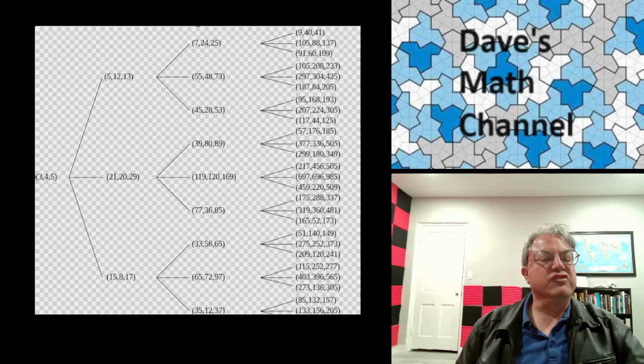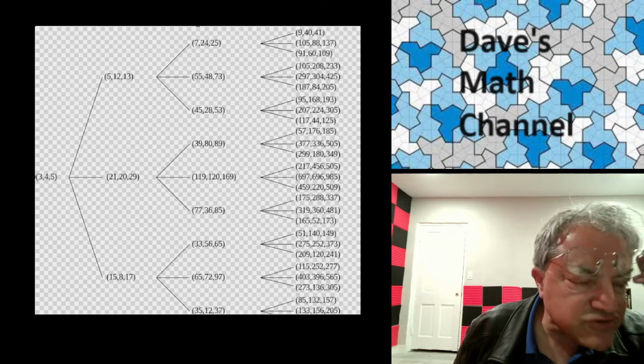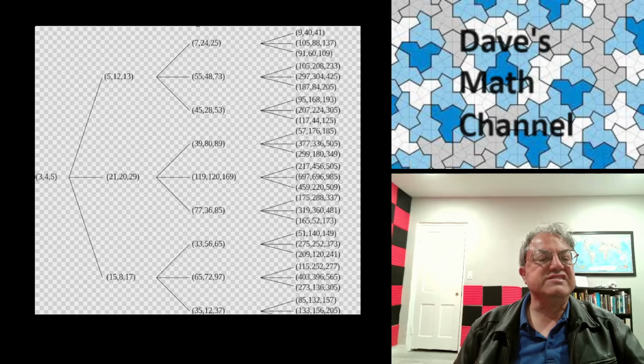There's a simple rule involving 3 by 3 matrices for getting the next level of this tree from the previous one. And you just multiply 3, 4, 5 by each of the 3 by 3 matrices, and then you get the next level, which it looks like is 5, 12, 13, 21, 20, 29, and 15, 8, 17. That's the next level. You multiply the same matrices again to each of those. You get 3 more on each branch. You're going to get 9 this time on the second level, then 27. This is just the first 3 levels of this tree, and of course this tree can go infinitely far.